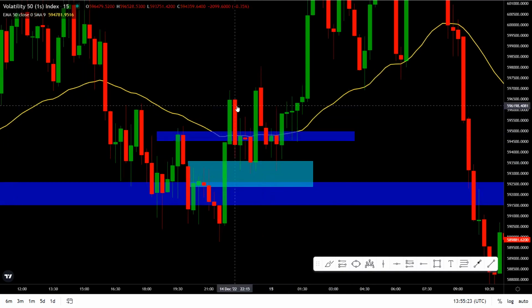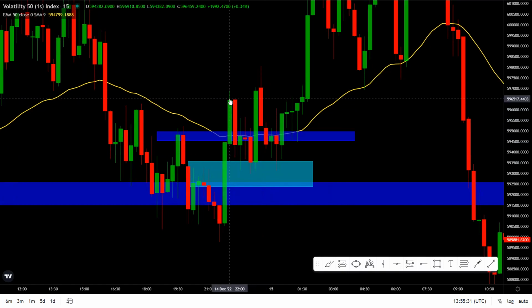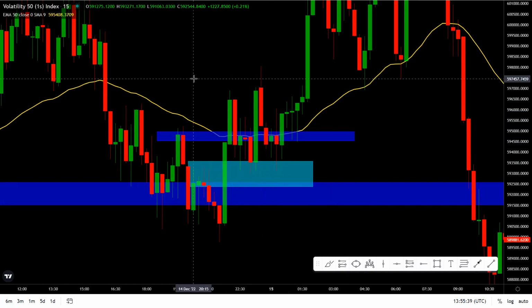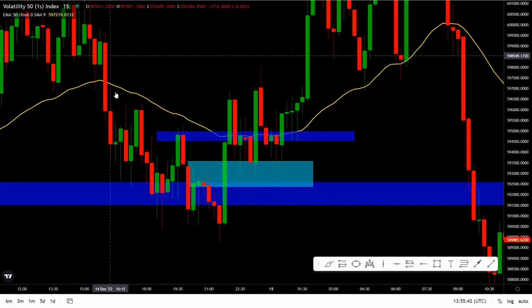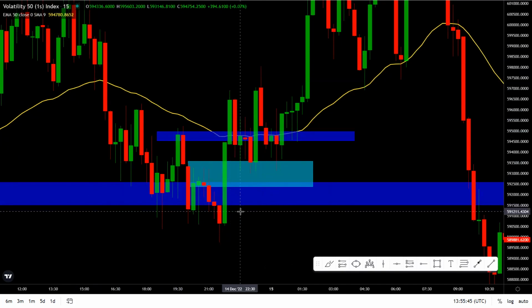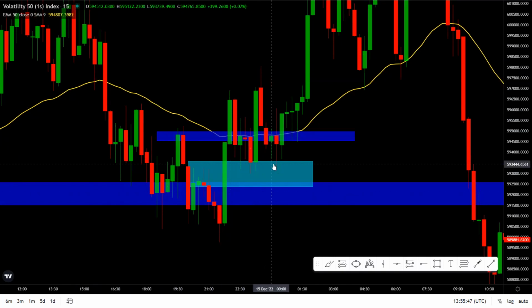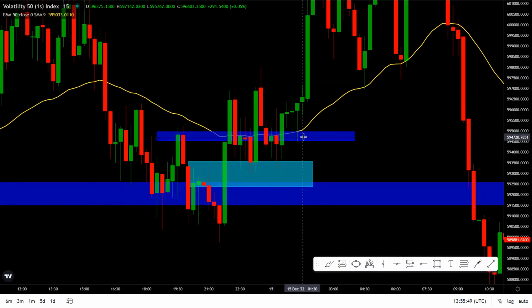Then take note of this, guys. It's very important. The first criteria that makes an hourly setup valid to be traded on the 15 minutes time frame is that the market structure has to be in line with the 1 hourly time frame setup. That's the first criteria.